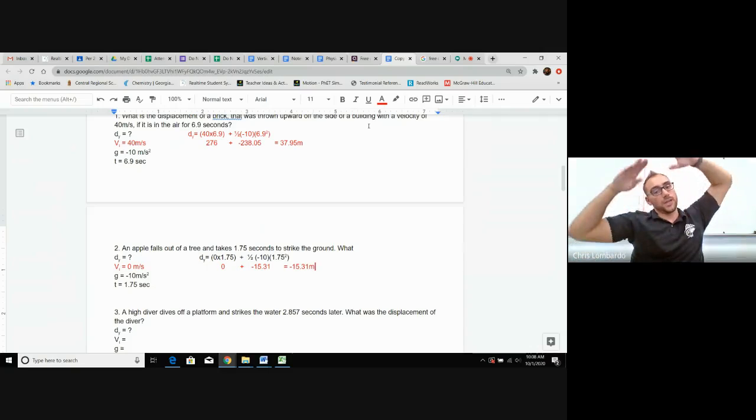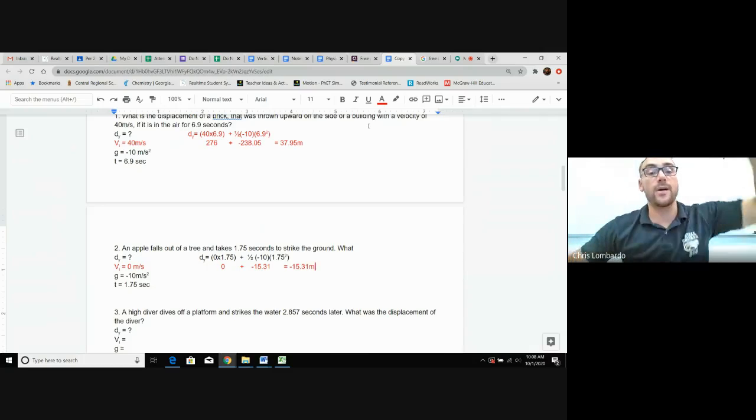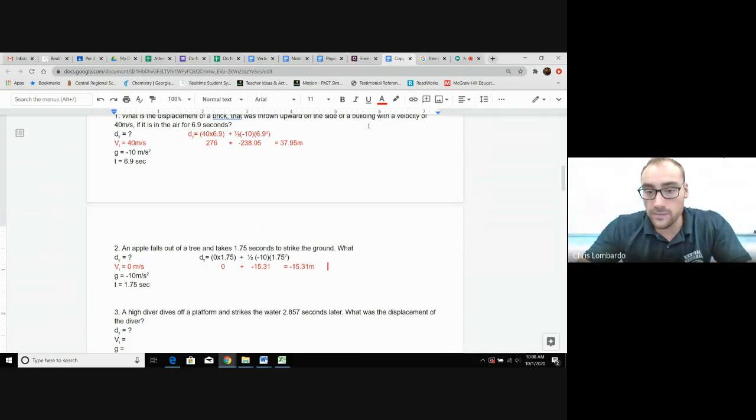That's what the negatives say. It's telling us that it's below its original position. But if they ask how high up was the apple, after you get the negative, the height is just equal to the absolute value here.